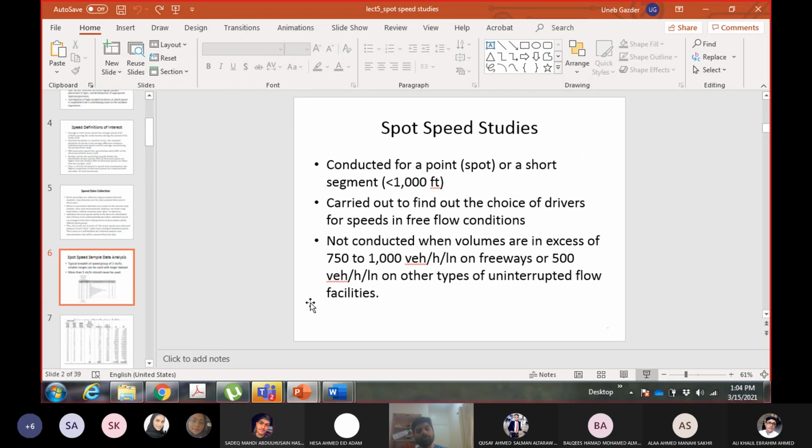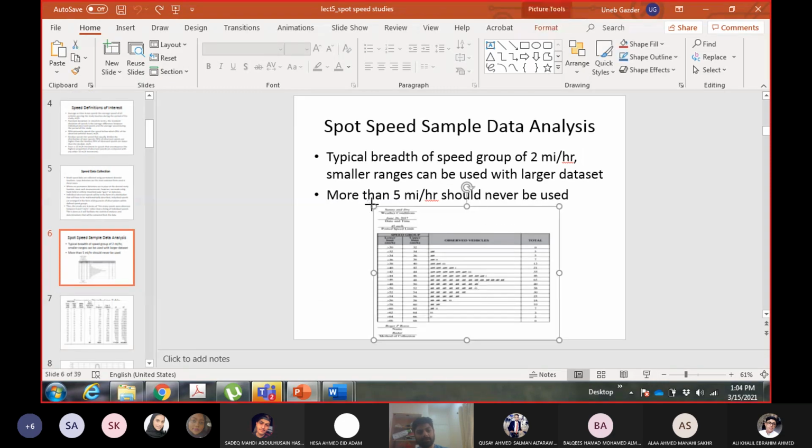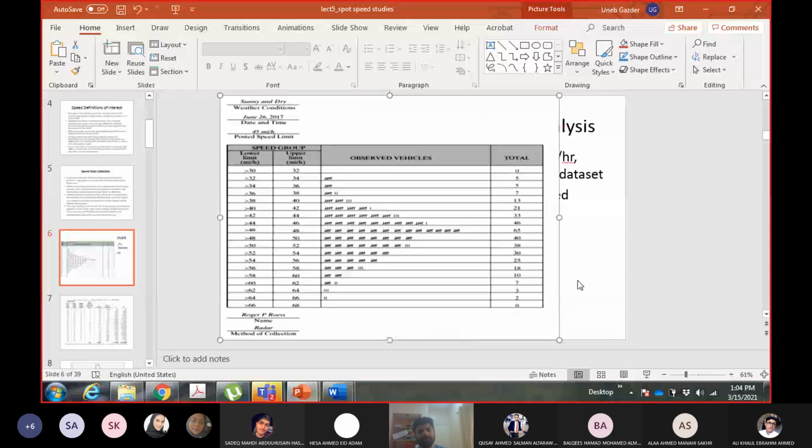When you take the data using a speed gun, then you can use tally marks, this type of sheet, to record the data. You can see the speed groups are here. Obviously, you must know the speed if you want to record the data in this manner. You must know the speed of the vehicle. If you are using a stopwatch, you just know the time, you don't know the speed. So you must have the values of the speed directly from the field if you want to collect the data in this manner.